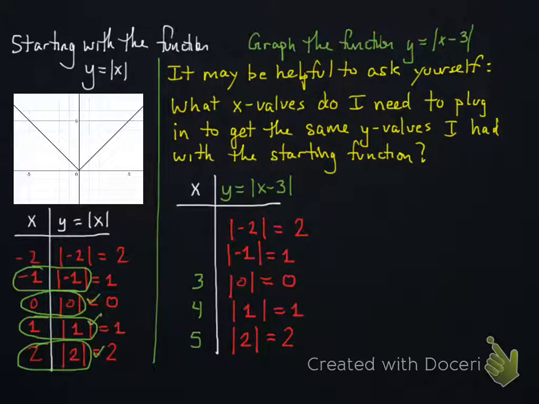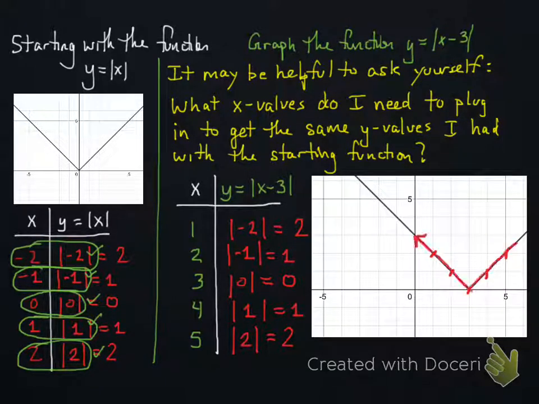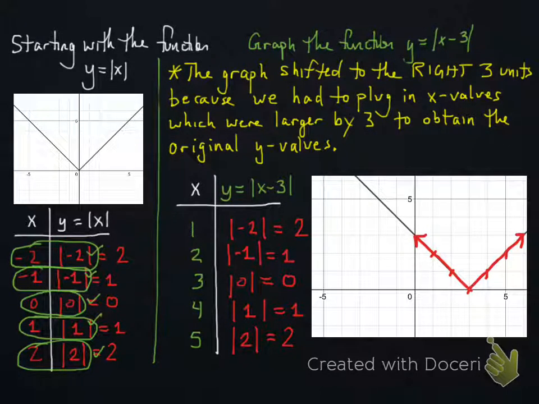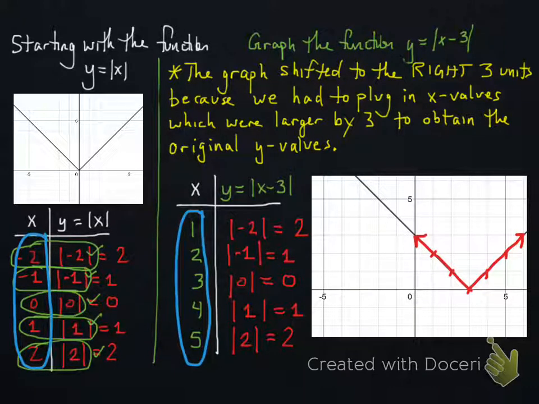And then we can work it the other direction as well to complete the table. We have to plug in 2 for x in our new function to get negative 1 inside the absolute value, and so on. Plot these points to determine the graph. And you will notice that the graph shifted to the right 3 units because we had to plug in x values which were larger by 3 to obtain the original y values.